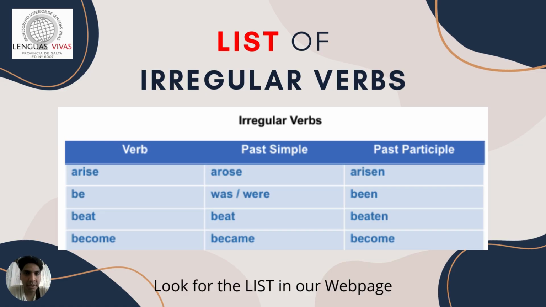Here in the website of the Profesorado Superior de Lenguas Vivas, you can find that list. So you can look for it and download it and read it and learn it by memory. That's the thing with irregular verbs.